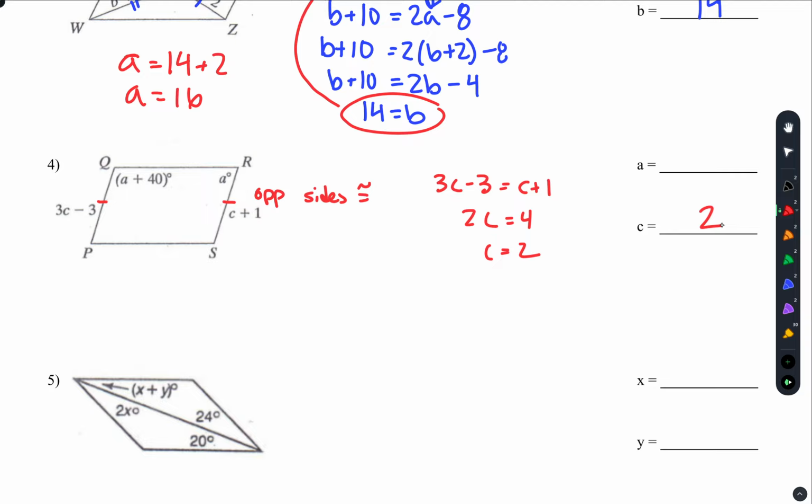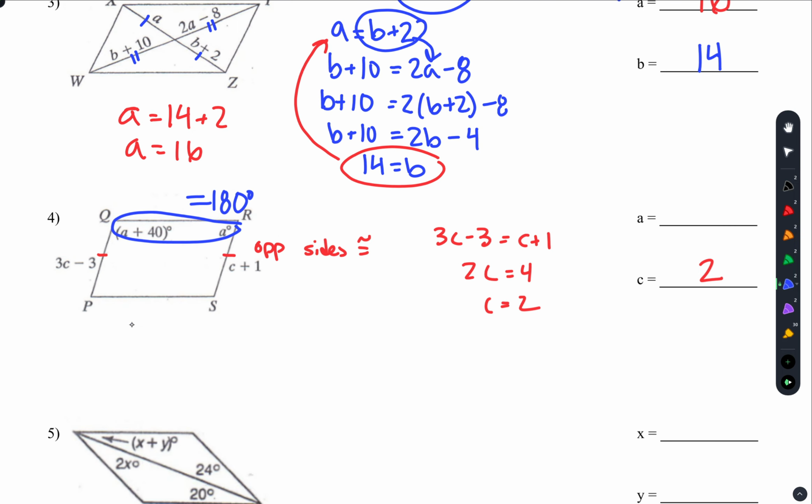Beautiful. Now I need to find A. What do I know about those two angles at A? Anna? Perfect. These two angles together equal 180. It is a very common mistake for people to say, oh, those two must be congruent. They are not. They are consecutive. Consecutive angles are supplementary. So I would say A plus 40 plus A equals 180.